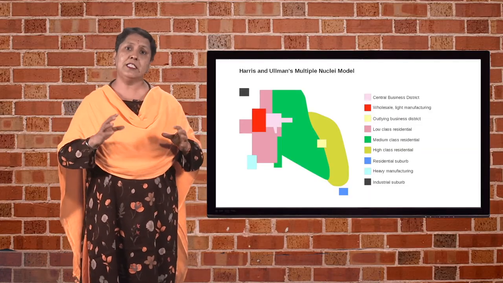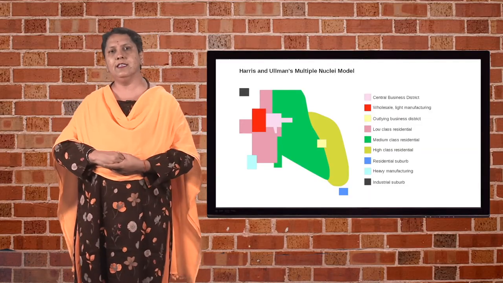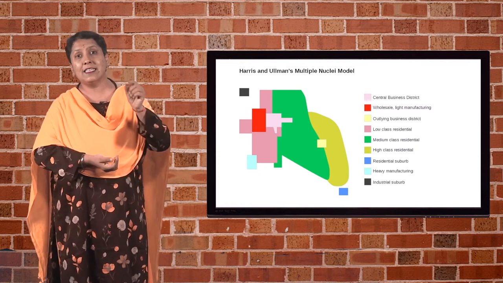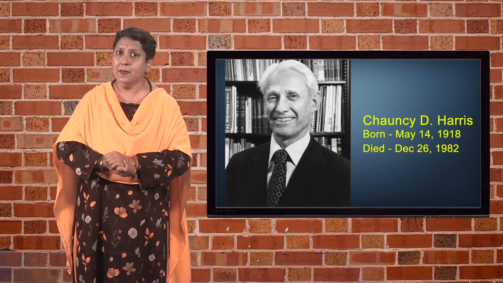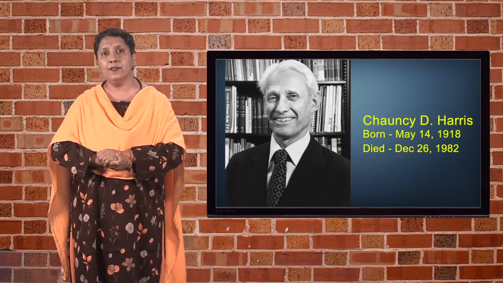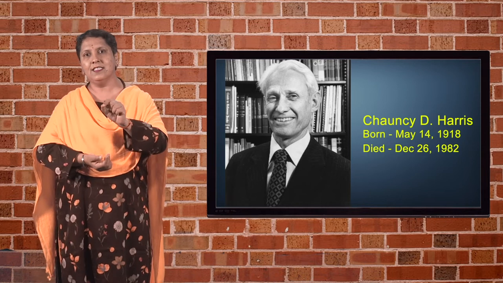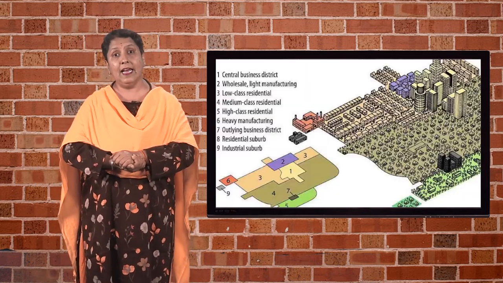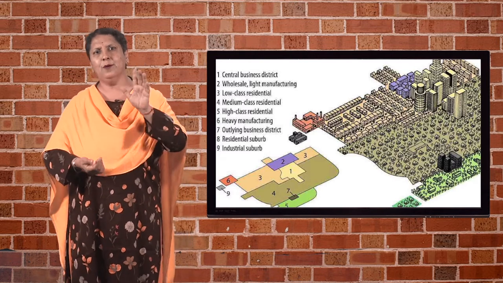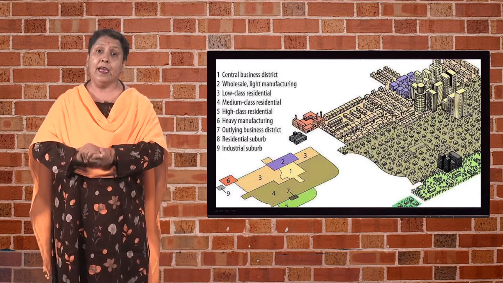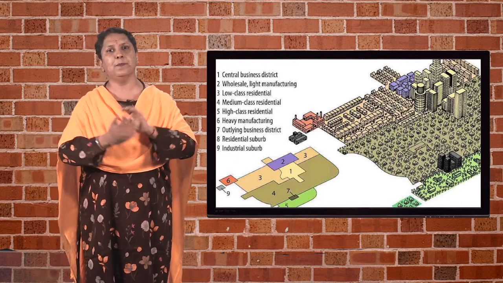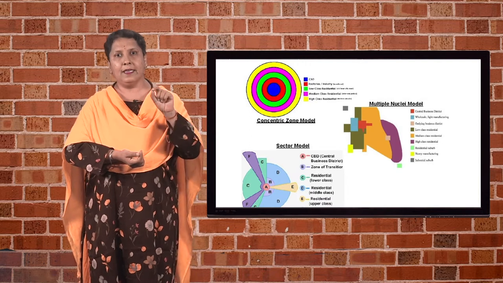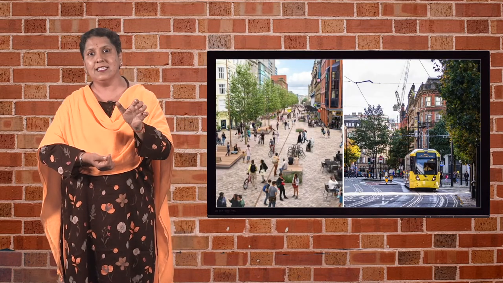Harris and Ullman's multiple nuclei theory is a more advanced stage of urbanization and its explanation. The multiple nuclei model of 1945 by C.D. Harris and Edward Ullman is based on the argument that cities have multiple growth points or nuclei around which the growth takes place. This model was given in an article by them, The Nature of Cities.